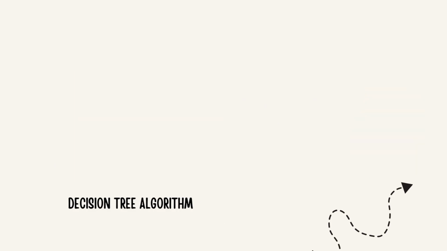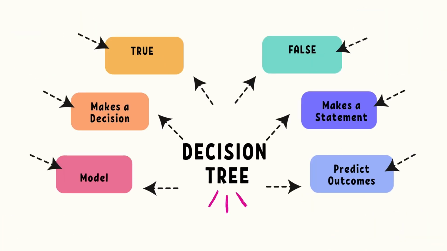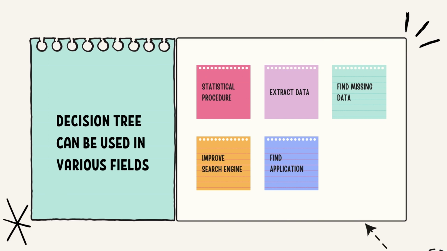A decision tree algorithm is a supervised learning method that is commonly used to model and predict outcomes based on input data. A decision tree makes a statement and decides whether that statement is true or false. Decision tree algorithms can be applied in various fields. They can be used as a replacement for statistical procedures to find data, to extract text, to find missing data in a class, to improve search engines, and they also find various applications in medical fields.